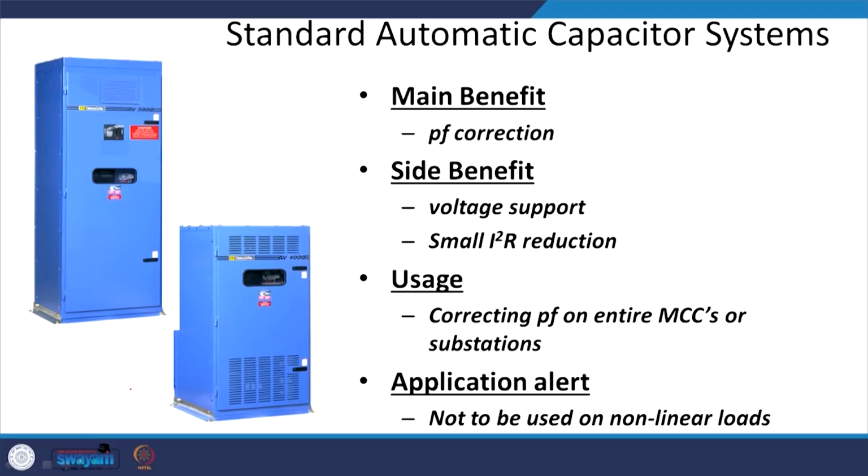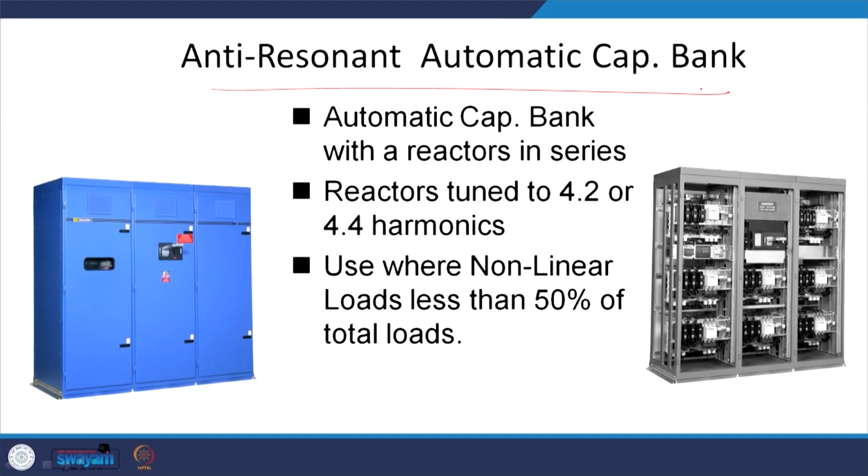And so, these are the capacitor banks, courtesy of Schneider. The main benefits we have talked about, and correction of the entire MCC and the substations. Applications alert: not to be used for the nonlinear load. That is something we require to keep in mind. If the nonlinear load is quite high, then correction with the capacitor bank will not work. For this reason we require the anti-resonance automatic capacitor bank, which is the C type. This picture is courtesy of the same Schneider.